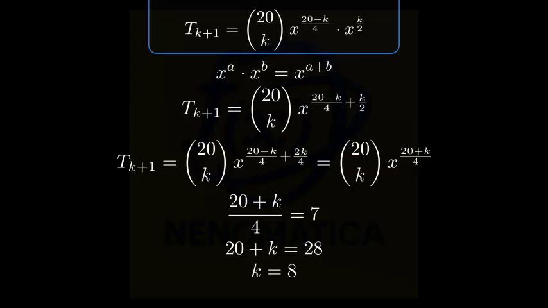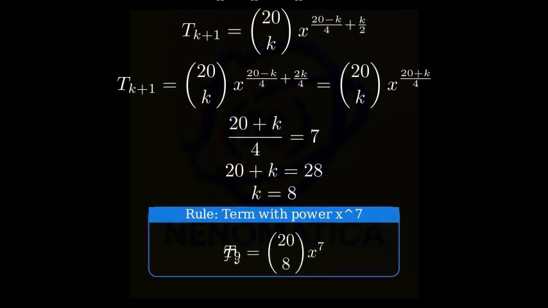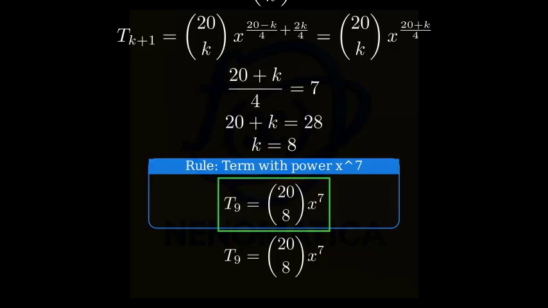Multiply both sides by 4 to get 20 plus k equals 28. Then solve for k, so k equals 8. Step 5. Substitute k equals 8 into t sub k plus 1. Since k plus 1 equals 9, the ninth term is t9 equals 20.